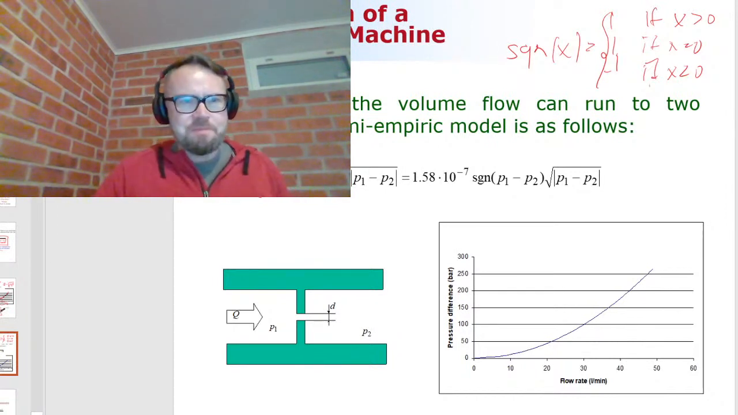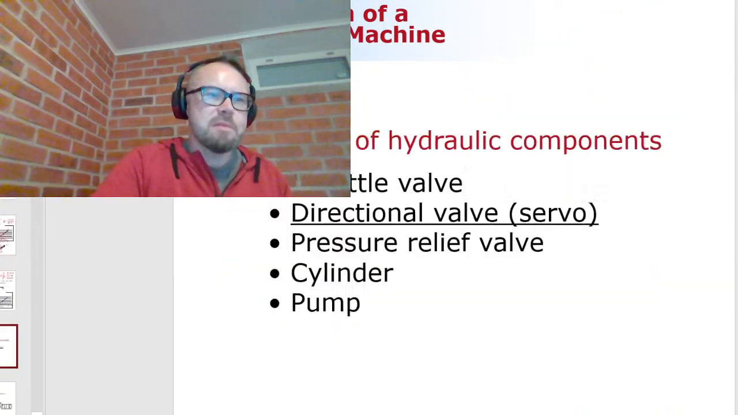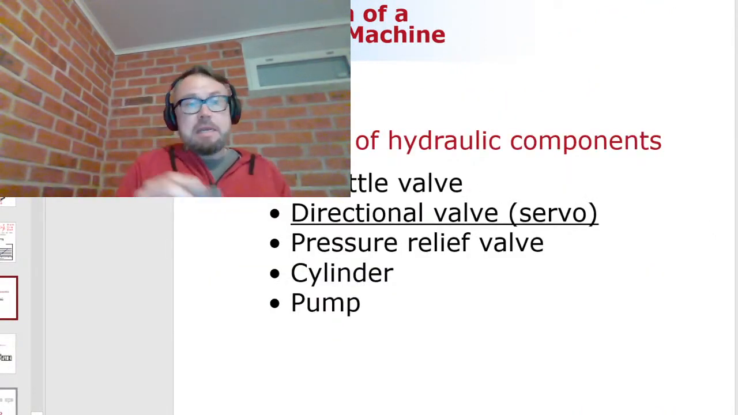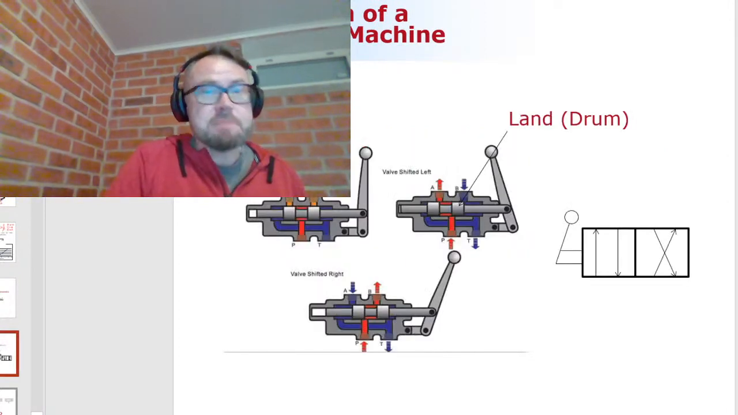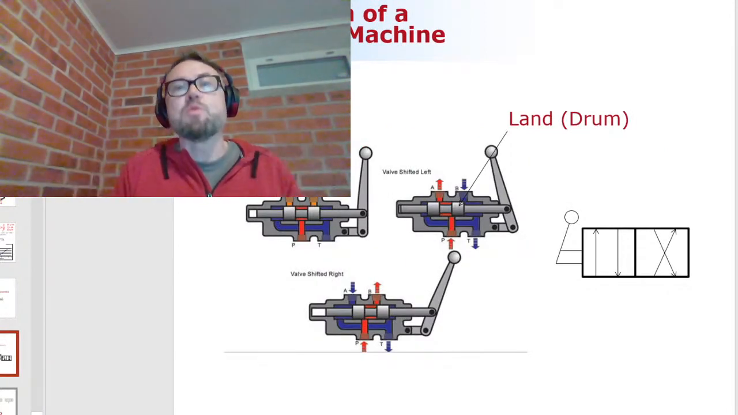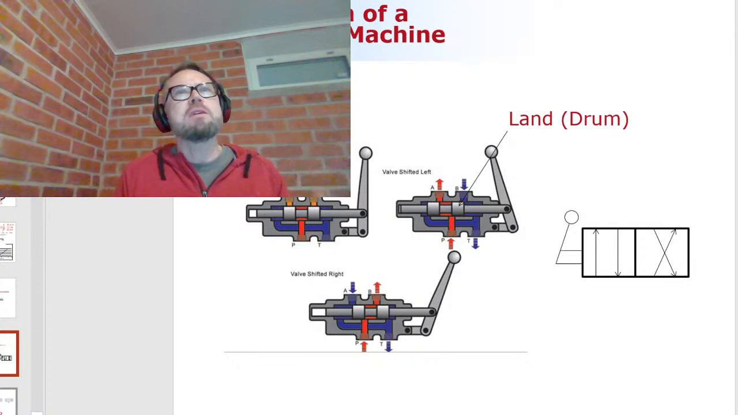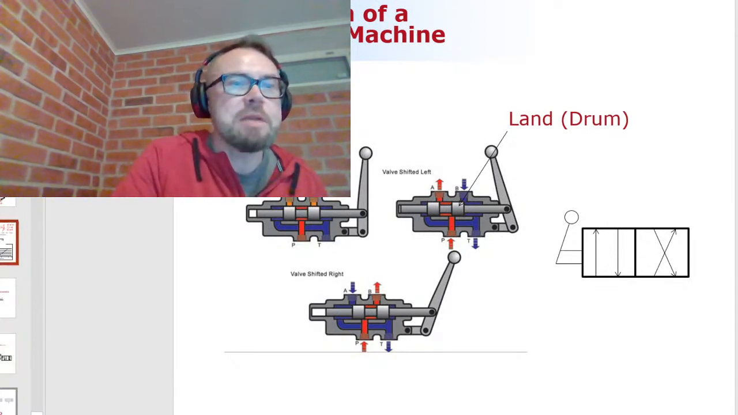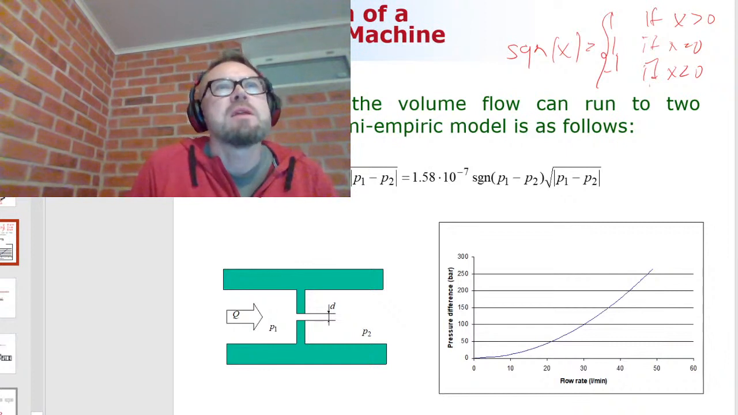Okay, so that's the throttle valve. Let's move on and look at the direction valve. In the direction valve we have the spool. Again, we have this moving component. Okay, so now there's a question. So let me go and take a look at the question.